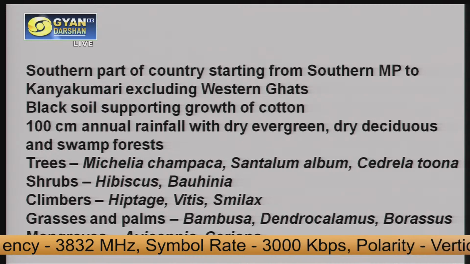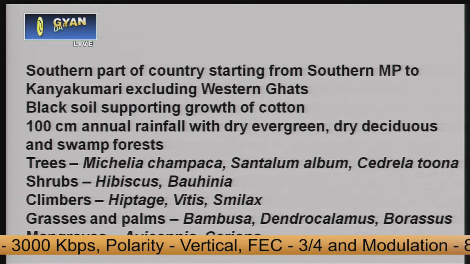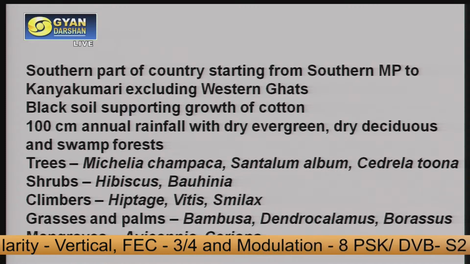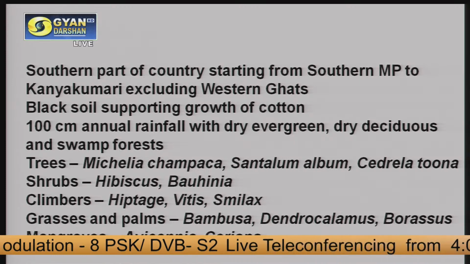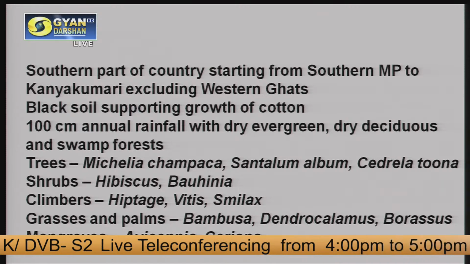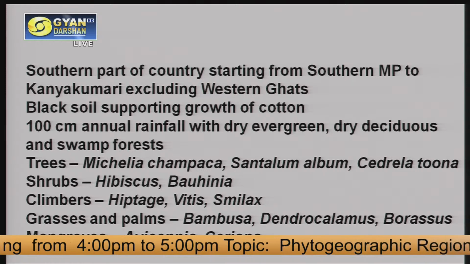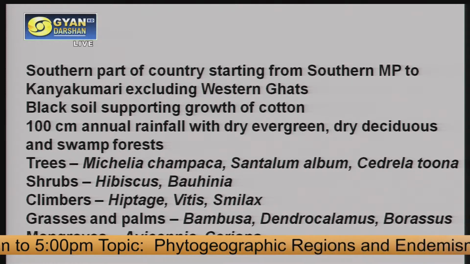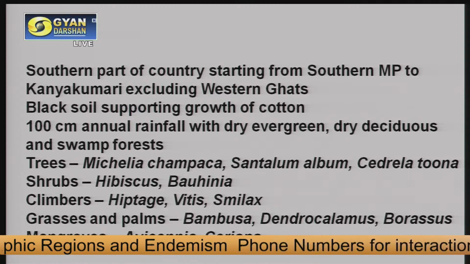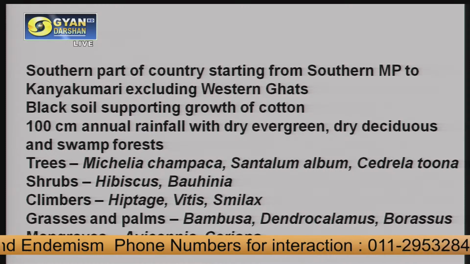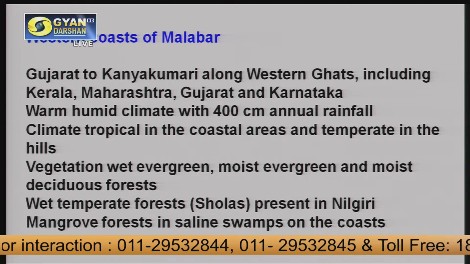100 centimeter annual rainfall with dry evergreen, dry deciduous and swamp forests. You have the trees, shrubs, climbers, grasses, mangroves. Almost everything you have here, like trees like Michaelia champaka, Santalum album, the sandalwood, very popular here. Shrubs, hibiscus, bauhinia. The climbers, hiptage, smilax, vitis. Grasses and palms, you have the bambusa, dendrocalamus, boracious. And among the mangroves, you have Avicennia, cereops. Then you move to the western coast of Malabar.